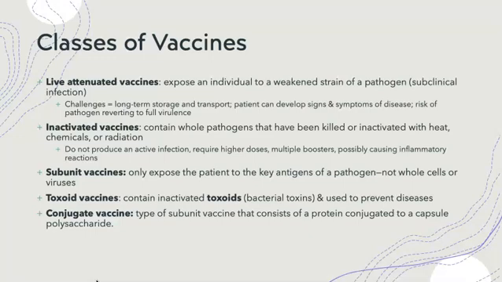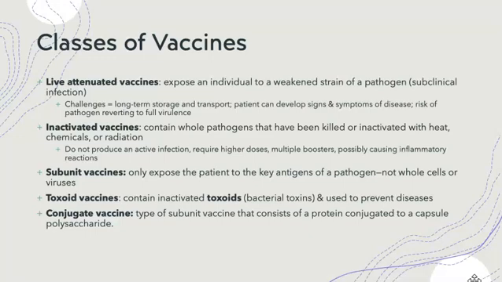This is a type of subunit vaccine that's consisting of a protein conjugate to a capsule polysaccharide. So this type of vaccine is typically used to help the efficacy of a subunit vaccine and are used for pathogens that have that polysaccharide capsule. Remember the capsule that goes around the bacterial cell and it makes it really difficult for phagocytes to engulf it, kind of like a slippery bar of soap. So this type of vaccine will then produce antibodies that can opsonize the capsule and combat the infection.